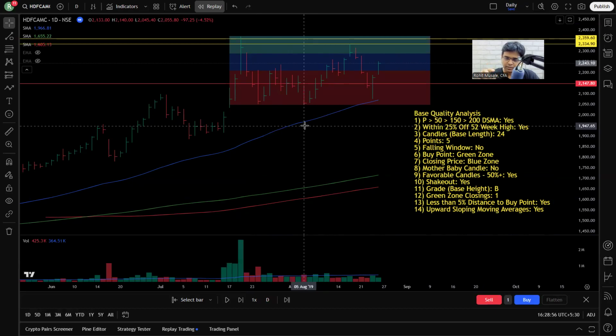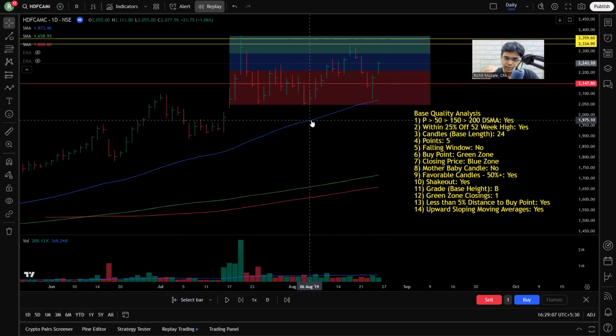So red bar down, low volume. We want low volume on red bar. That is a favorable candle. And then we want high volume on the green bar.